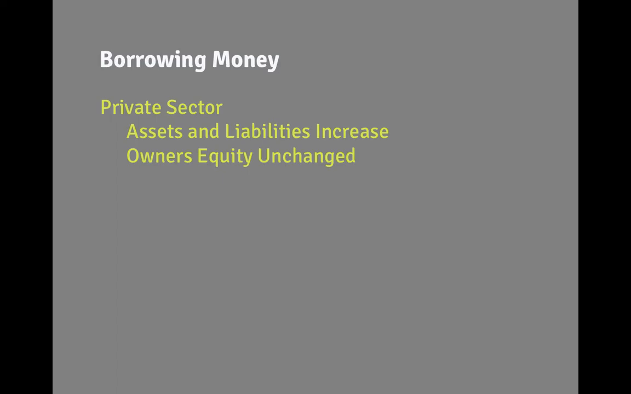In the private sector, if you borrow money, well, you suddenly have an increase in assets because your cash goes up. But you've got to pay that money back, so therefore your liabilities increase. So we're going to assume that these are equal for purposes of what we're doing here today, in which case your owner's equity would be unchanged. The assets and liabilities would both go up.